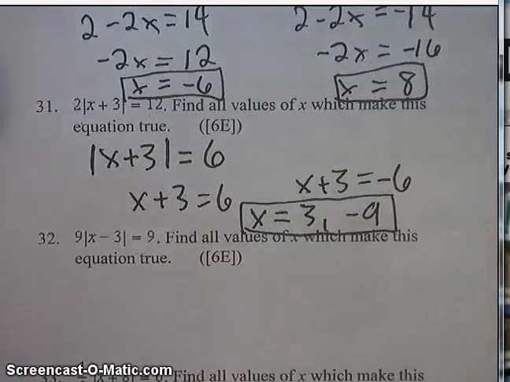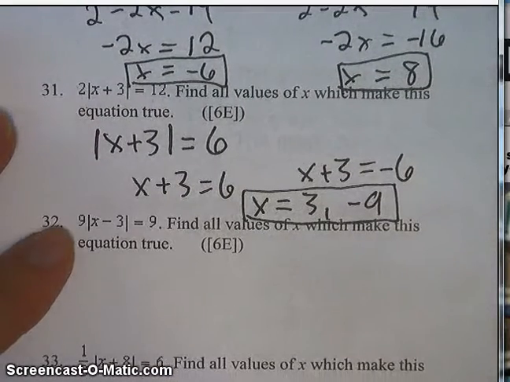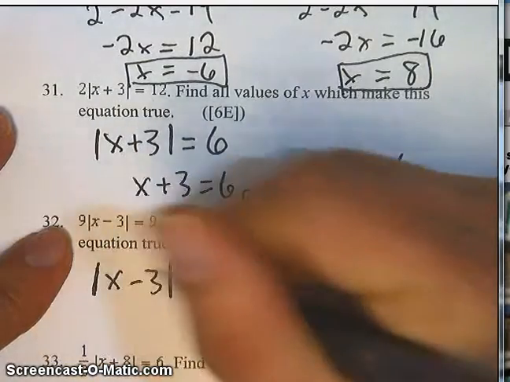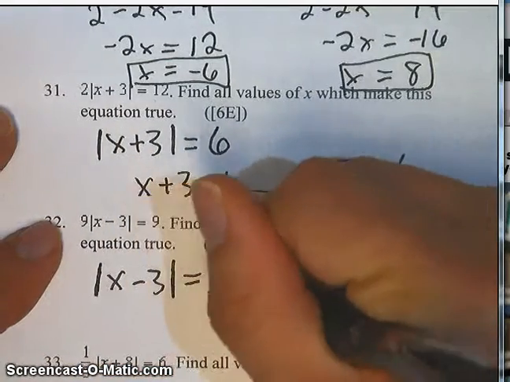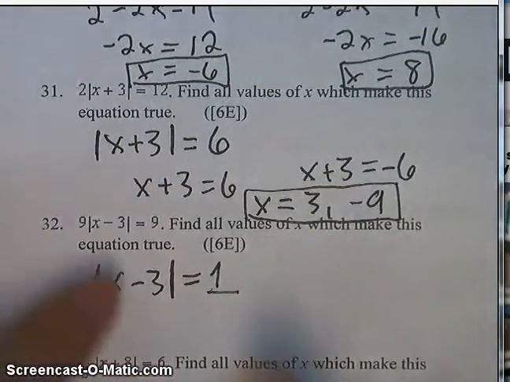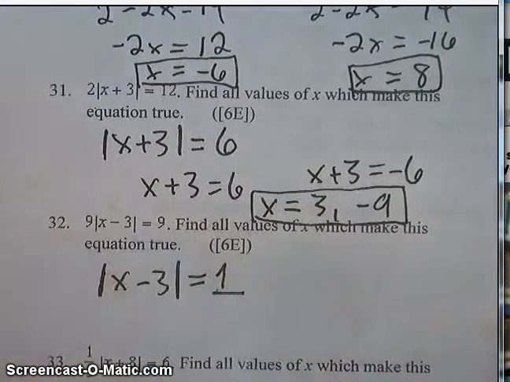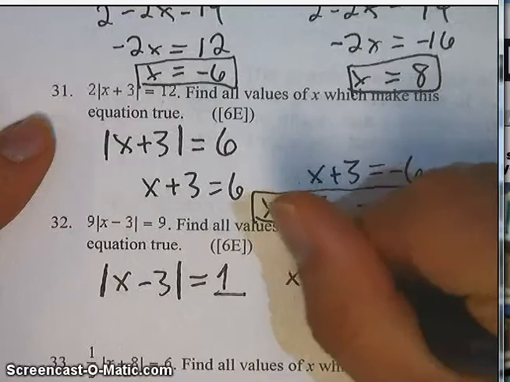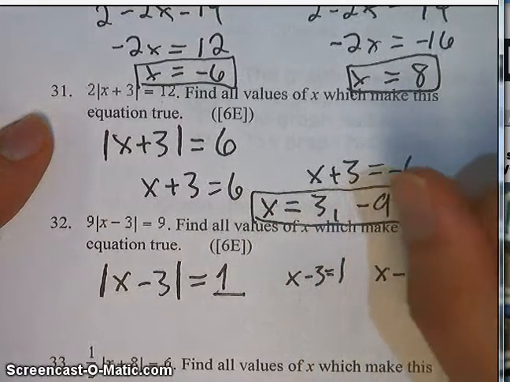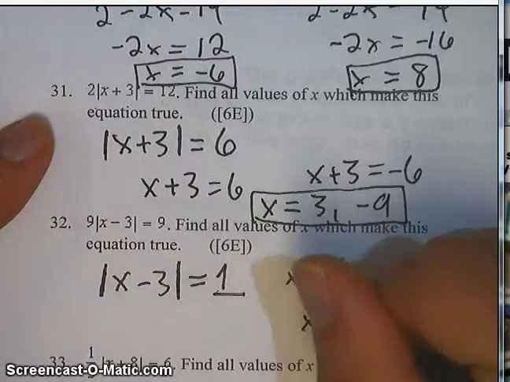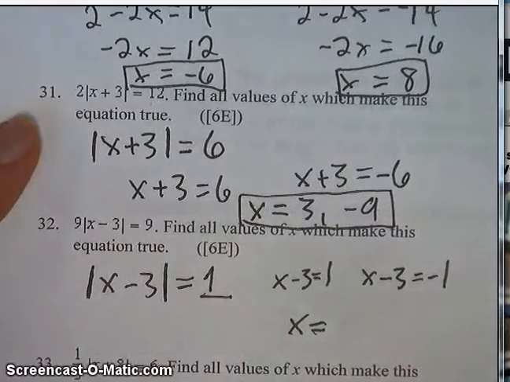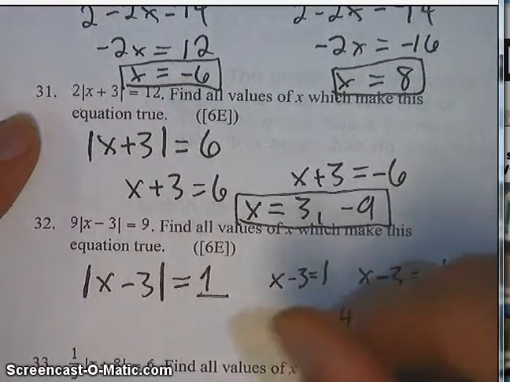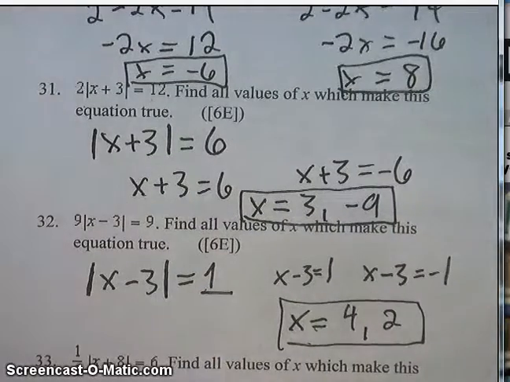32. Same thing, but now we have a 9 on the outside, so I'm going to divide both sides by 9 to get absolute value of x minus 3 equals 1. The reason I did that is because those bars weren't by themselves. And at this point, we've got x minus 3 equals 1, and x minus 3 equals negative 1. So when you add 3 to both those equations, you get x equals 4, comma, 2. Those are your two solutions.